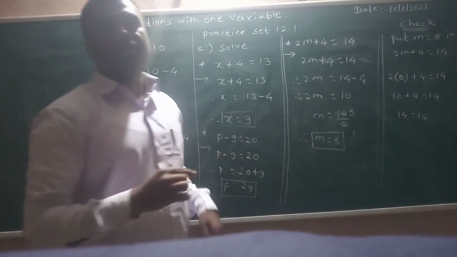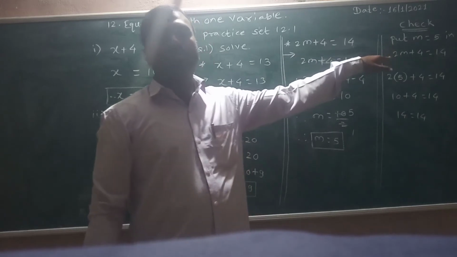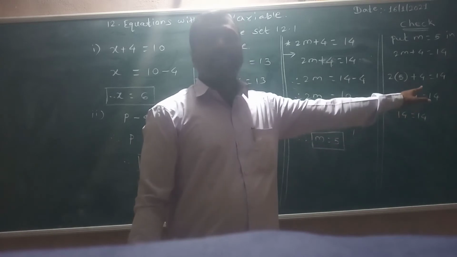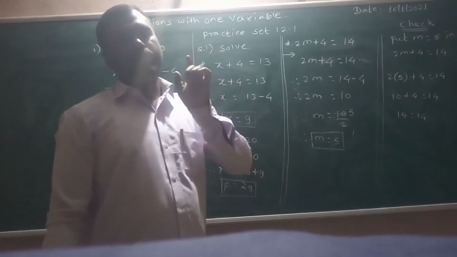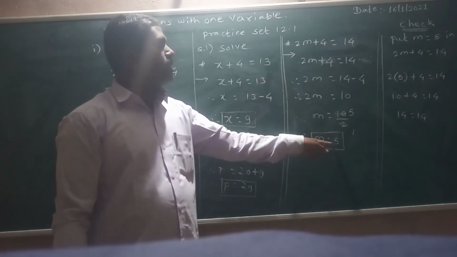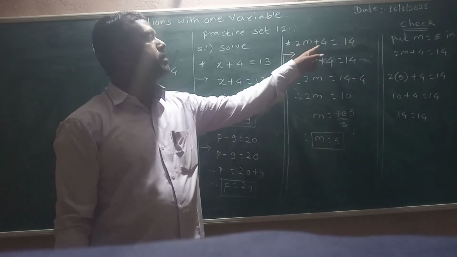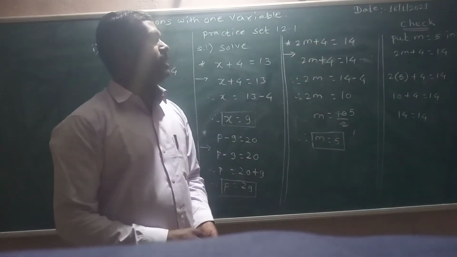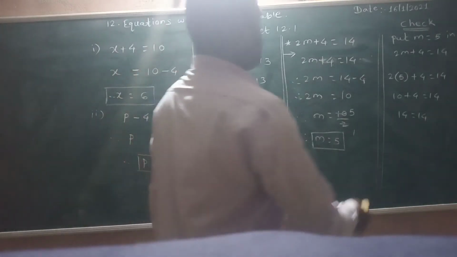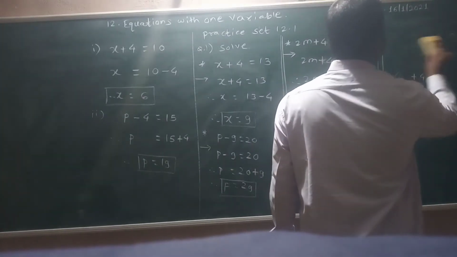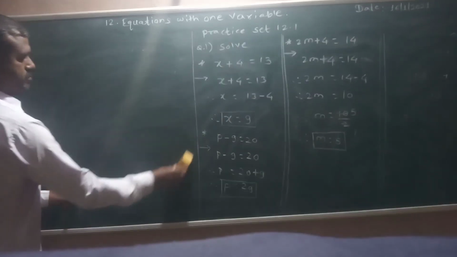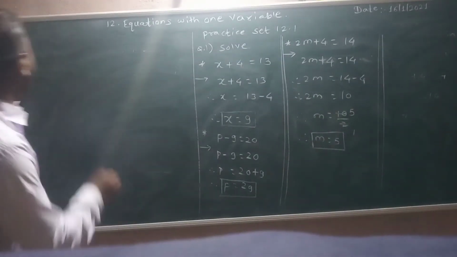That means after putting m is equal to 5 in the given equation, the left hand side and right hand side of the given equation with one variable are equal. Therefore, this m is equal to 5 is the solution of 2m plus 4 is equal to 14. Let us see one more example. See here. Another example.